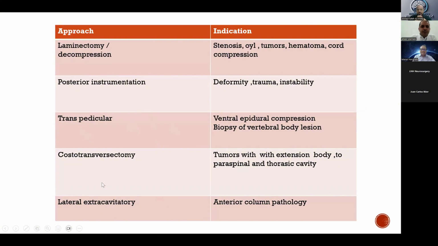The two other techniques which I'll be explaining are costotransversectomy and lateral extracavitary approach. It is done whenever the lesion involves the body, in addition to the pedicle. If it involves the anterior column, one needs a lateral extracavitary approach. If it involves only half of the anterior body, one can do with a costotransversectomy.